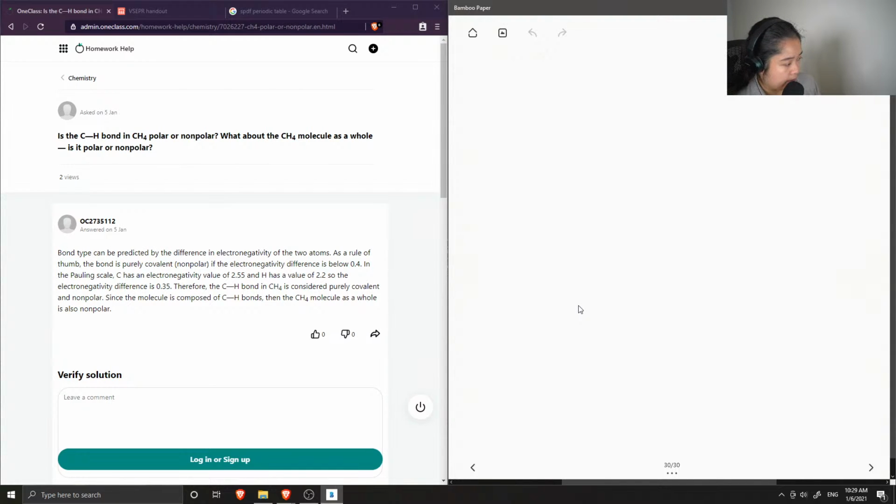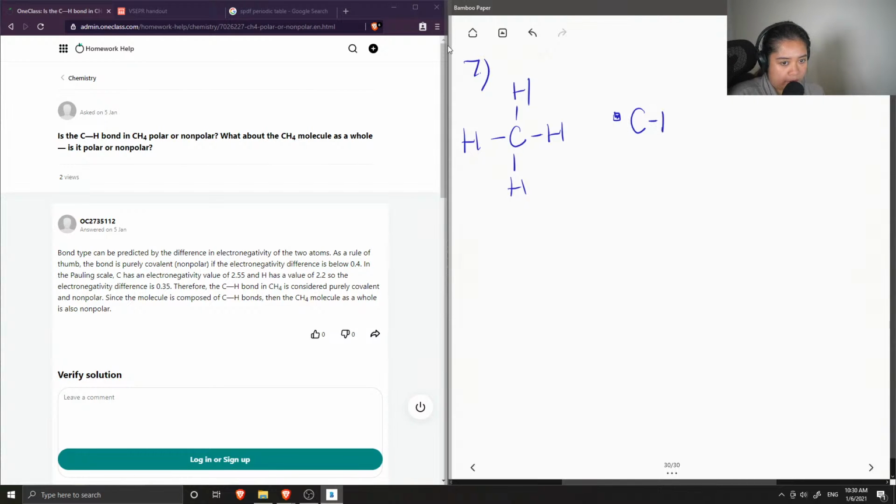Okay, so question number 7. Is the carbon-hydrogen bond in CH4 polar or nonpolar? What about the CH4 molecule as a whole? Is it polar or nonpolar? So let's draw out methane, which is CH4. And the first part of the question asks if the carbon-hydrogen bond is polar or nonpolar. So to do that, we need to find the difference in electronegativity for both carbon and hydrogen.